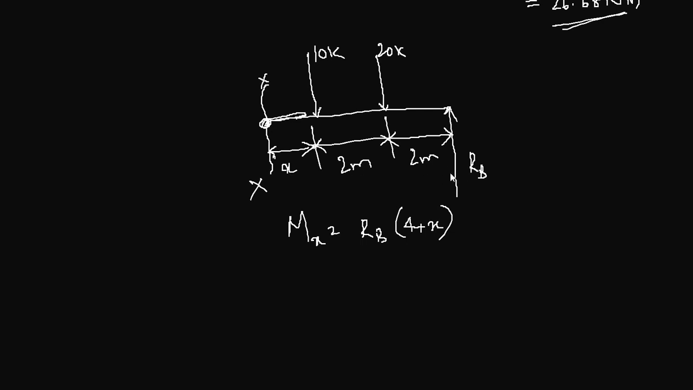Again, this will be considered positive, and these two moments due to these two forces will be considered negative. So minus 20 times 2 plus x. Why 2 plus x? Because that is the distance to the 20 kilonewton force from the section, x plus 2, and again minus 10x, where x is the distance to the 10 kilonewton force from the section.